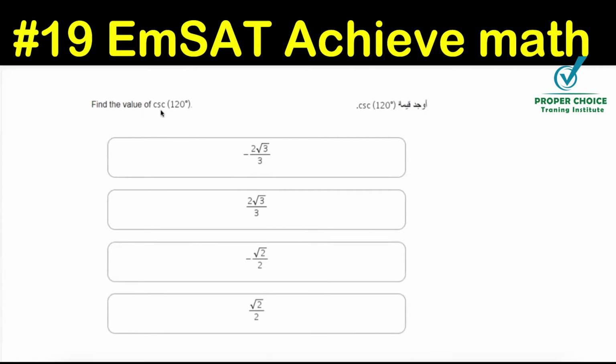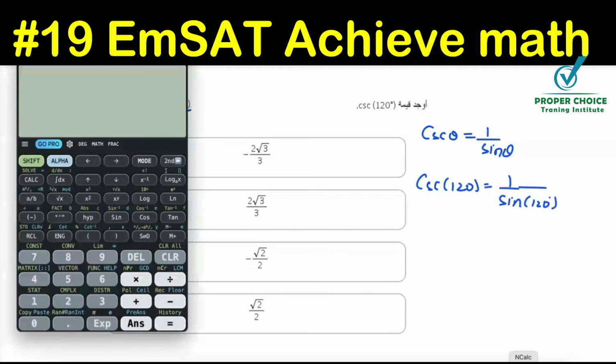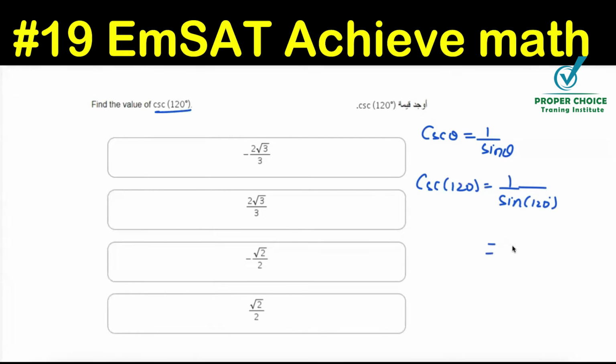Find the value of cosecant 120 degrees. We know that on the calculator, the cosecant option is not available, but cosecant theta can be written as 1 by sine theta. So when they ask you to find the value of cosecant 120, you can simply write it as 1 by sine of 120. Make sure that your calculator is in degree mode because the angle is given in degrees. So you just need to put it in the calculator. So 1 by sine of 120 gives me the value 2 square root of 3, which can also be written as 2 root 3 by 3. So we go with the second option here.